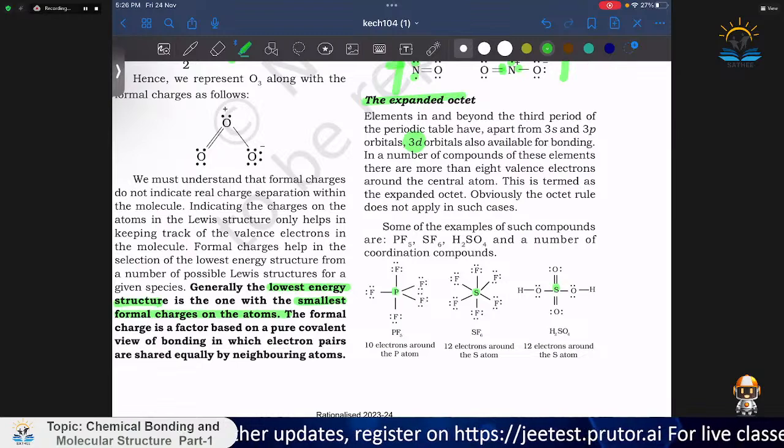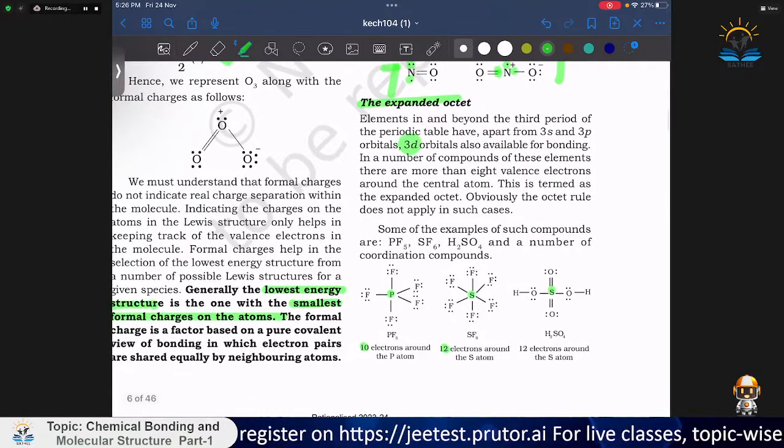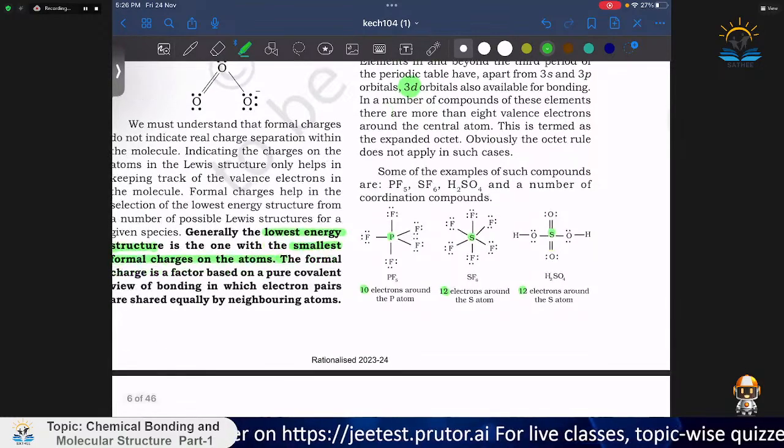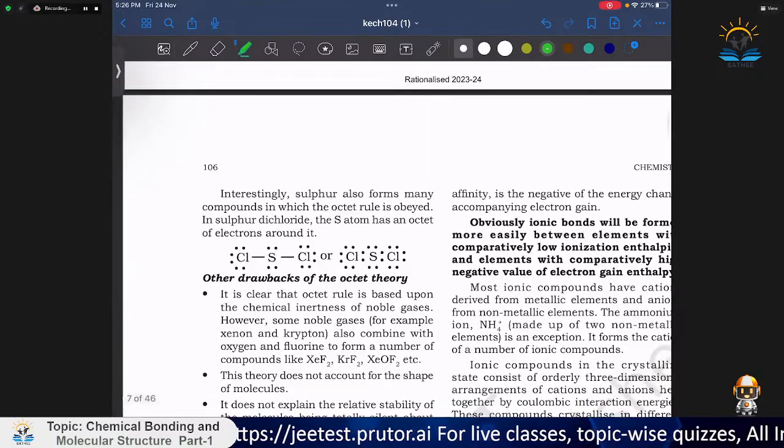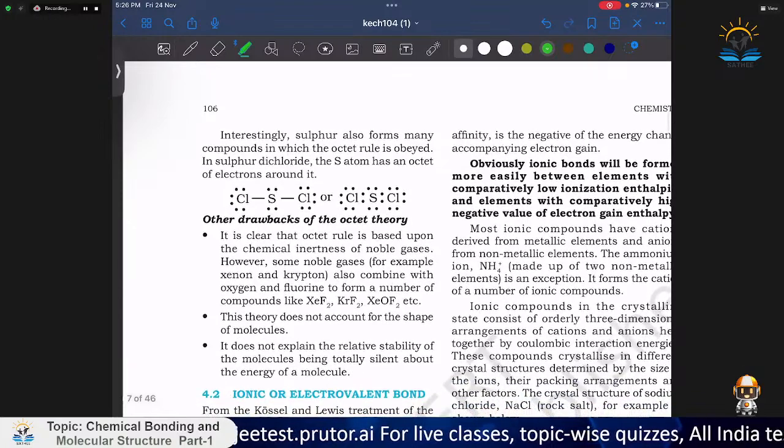phosphorus, sulfur. Here in SF6 there are 12 electrons, in PF5 10 electrons, and in H2SO4 there are 12 electrons around the sulfur atom. Again, we clearly discussed some drawbacks. There are exceptions.